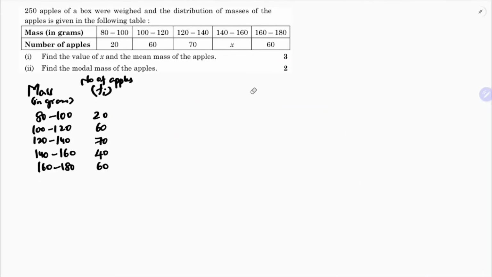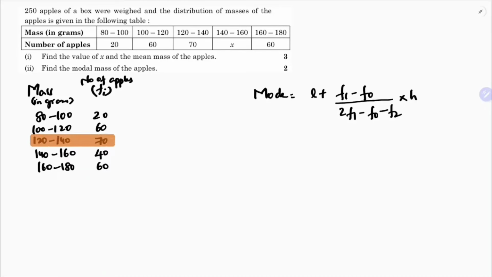The second question is find the modal mass of the apple. So I need to calculate the mode. The mode formula is L plus F1 minus F0 by 2F1 minus F0 minus F2 into H. First we need to select the modal class. How to select the modal class? Out of the frequencies we take the class which has the highest frequency. Here the highest frequency is 70. So the modal class is 120 to 140.